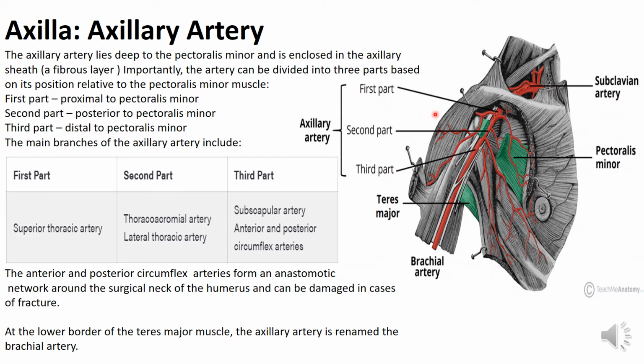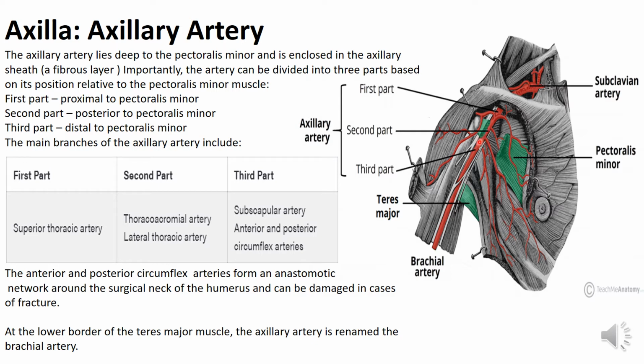The axillary artery, the part near to the pectoralis muscle, that is the first part. The part of the axillary artery near to the muscle. This is the pectoralis muscle. So near to the muscle or proximal to the muscle, that is the first part. Then the part of the axillary artery that lies under or posterior to the muscle, it is the second part. This is the second part.